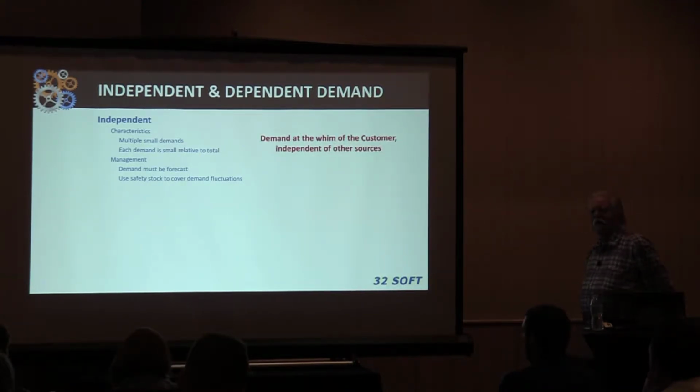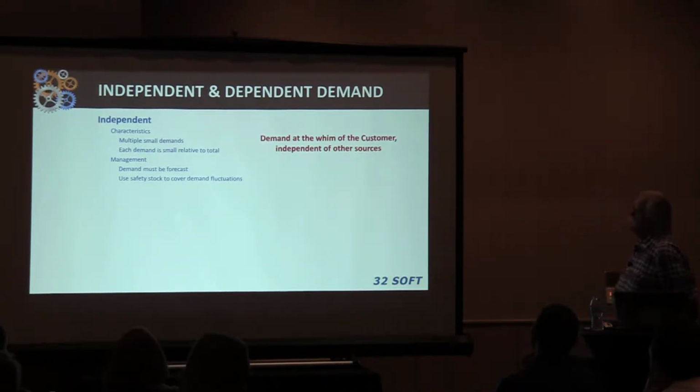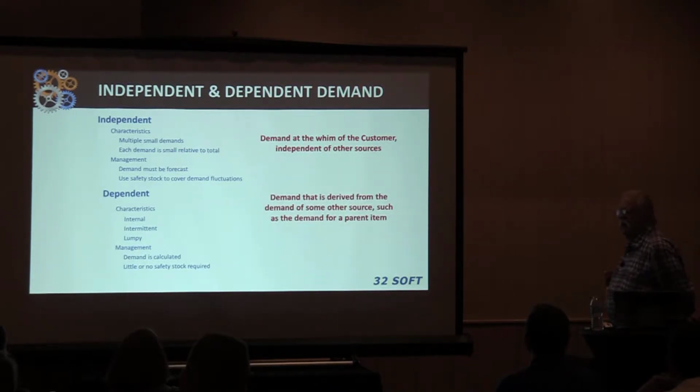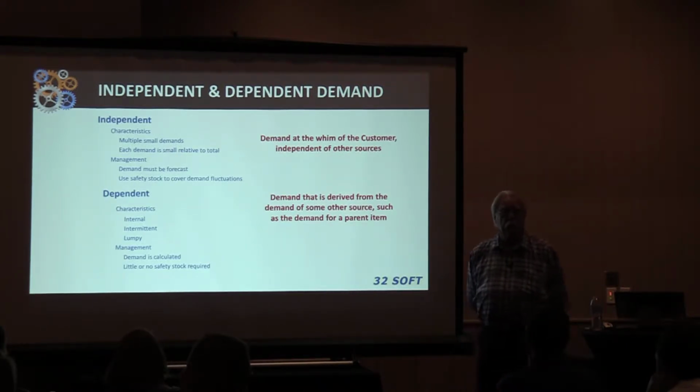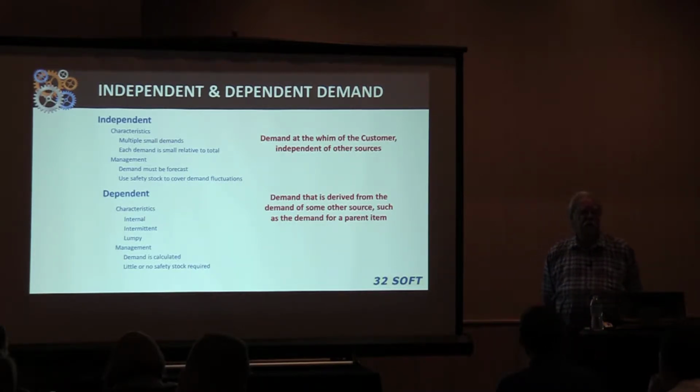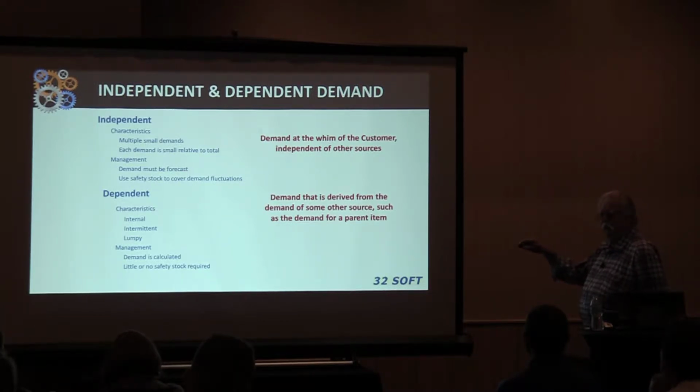So the first is what we call independent demand, and this is demand that is at the whim of the customer. So the customer can do whatever he wants, because we're here to serve the customer, sell him more product, make a profit, go home, barbecue on the weekends, make sure that we're having a good time. Dependent demand is the other kind of demand, and that is demand that is derived by this BOM, this bill of material processor that was invented back in the 1960s by IBM. This is what we use to determine the dependent demand. Its characteristics are it's internal, it's intermediate, it's lumpy, and demand is calculated. So we forecast independent demand and we calculate dependent demand.